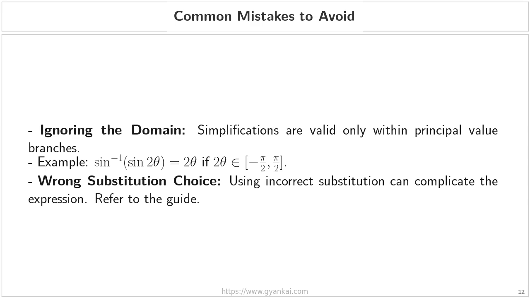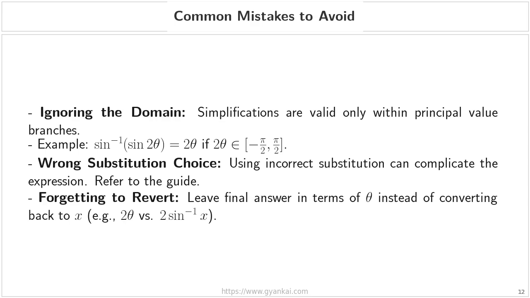Finally, a very frequent mistake is forgetting to revert to the original variable. Remember, the original problem is posed in terms of x, not theta. Theta is merely a tool we use to bridge the gap. Therefore, leaving your final answer as 2 theta is incomplete; you must convert it back to the original variable, such as 2 inverse sine of x, to provide a mathematically correct solution. Keep these 3 warnings in mind as we move toward our final summary and key takeaways.